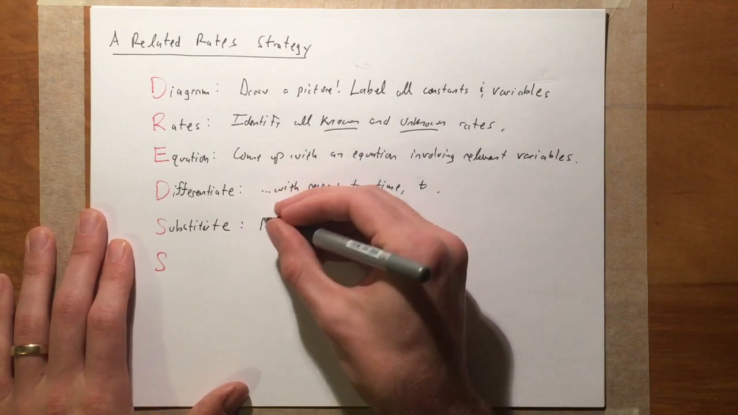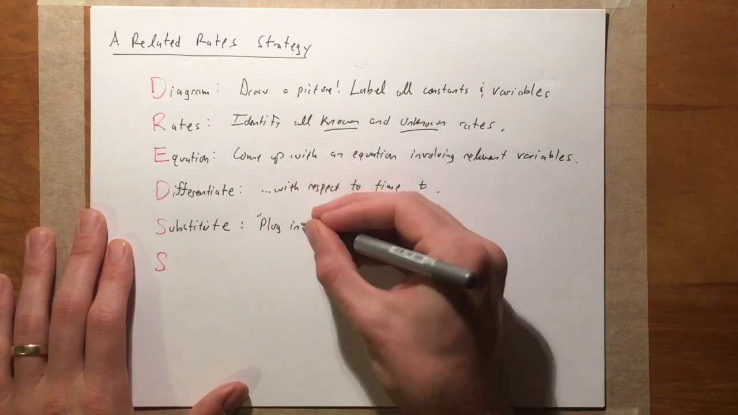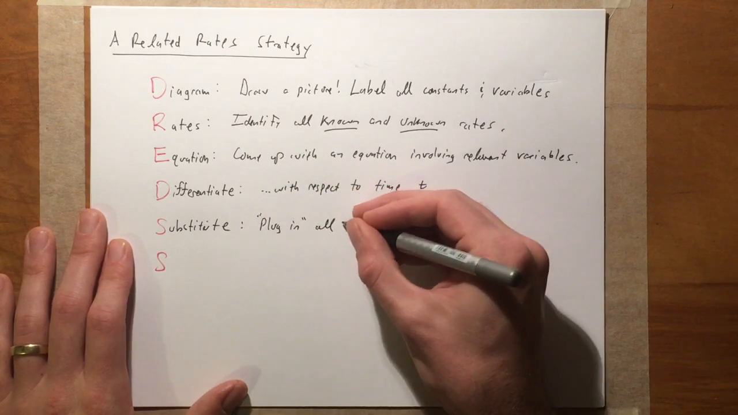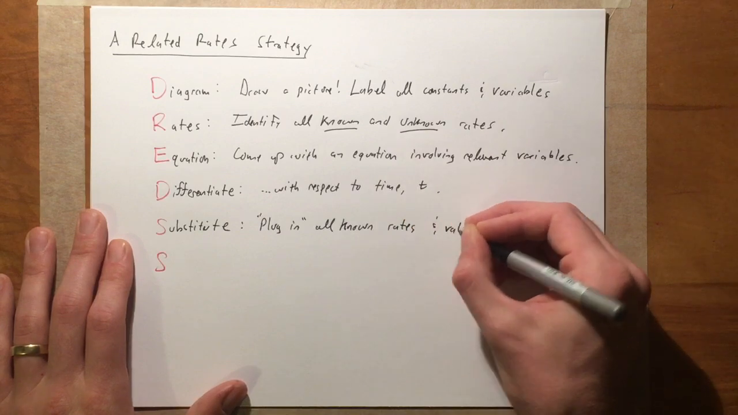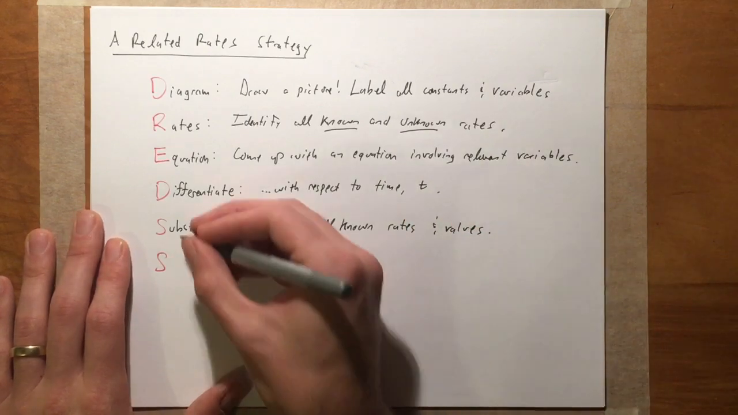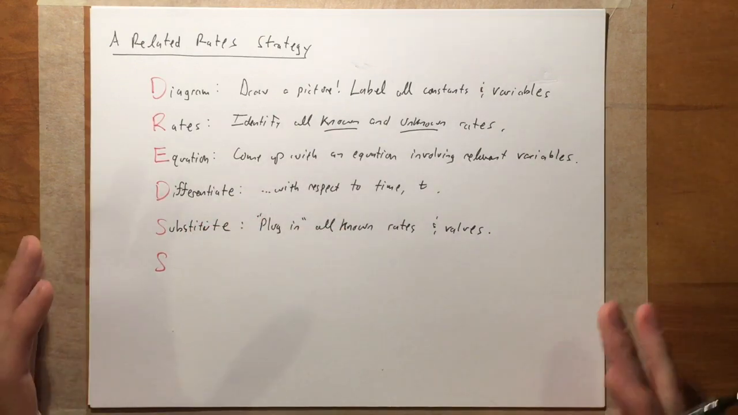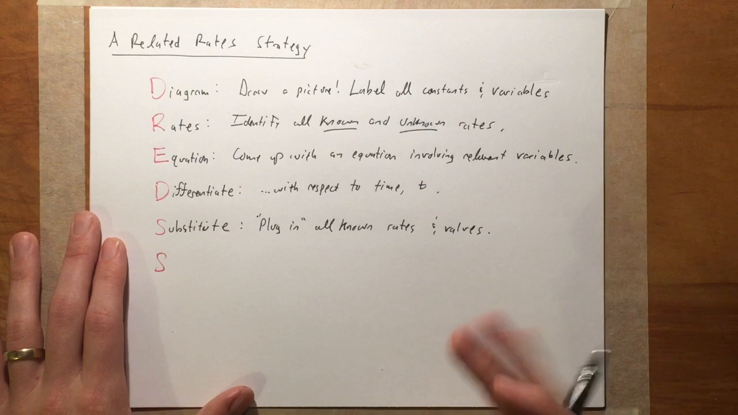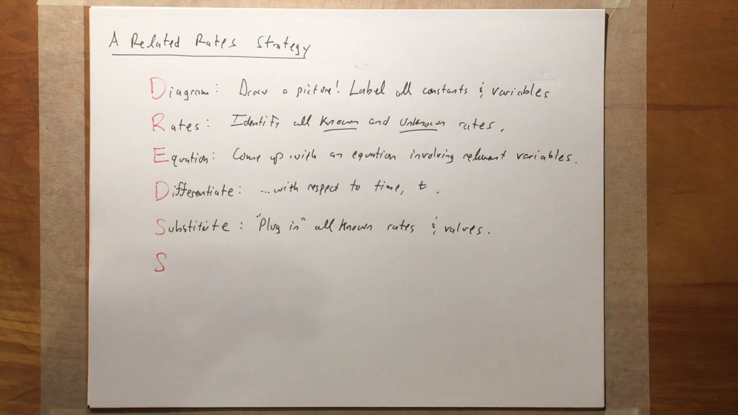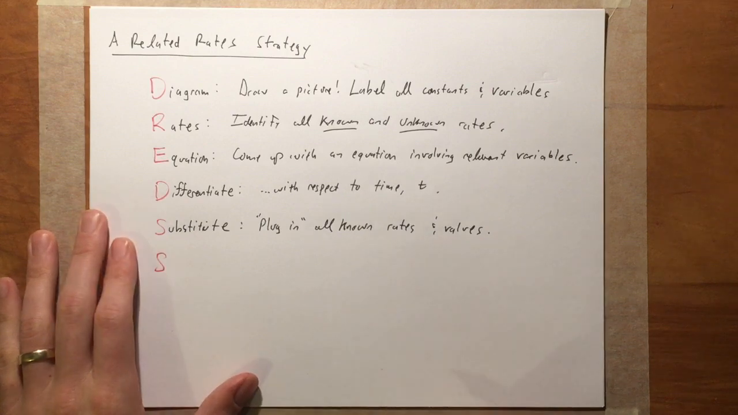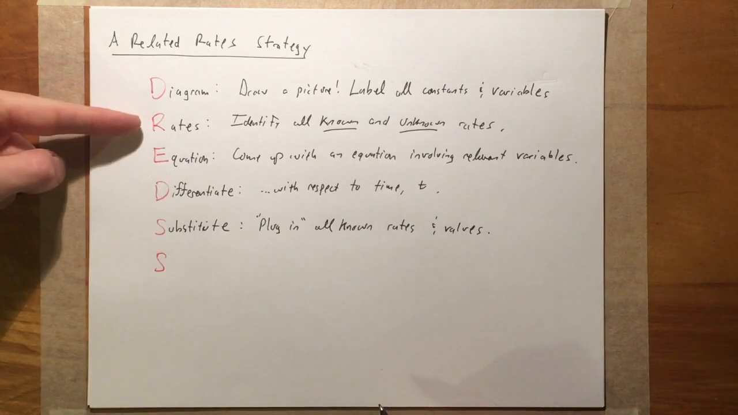Then you substitute. What you're going to do is plug in, everyone loves that term, right? Plug in all the known rates and values. So this is the moment where if some moment in time is specified by the value of a specific variable, like in the previous problem when we said r was equal to 12 centimeters, this is the moment where you substitute in that value. After you've differentiated with respect to time, then you substitute in the instantaneous value that identifies a moment, as well as any known rate values that you came up with and you wrote them down in step 2 up here.